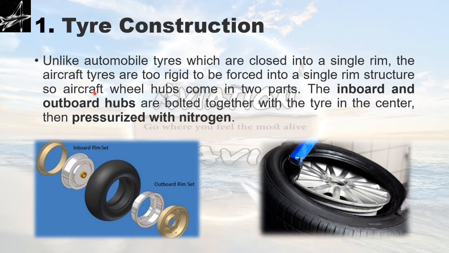So, aircraft wheel hubs come in two parts: the inboard and the outboard rim, which are bolted together with the tire in the center, then pressurized with nitrogen. So this inboard part and this outboard part are bolted together, and then it is pressurized with nitrogen. Why nitrogen?